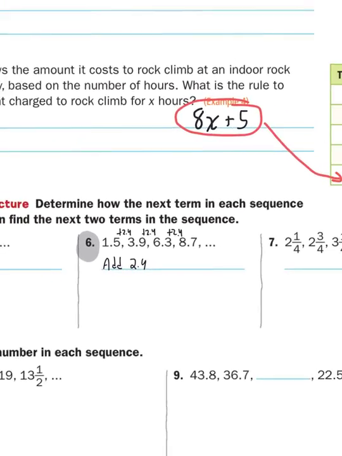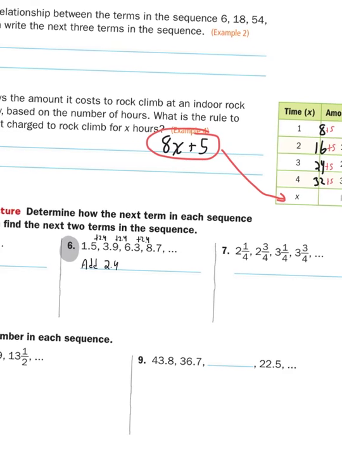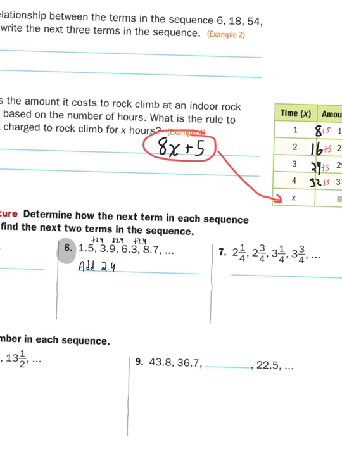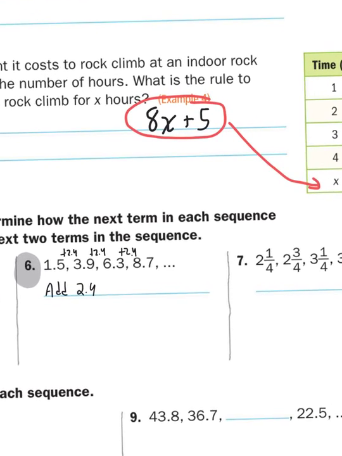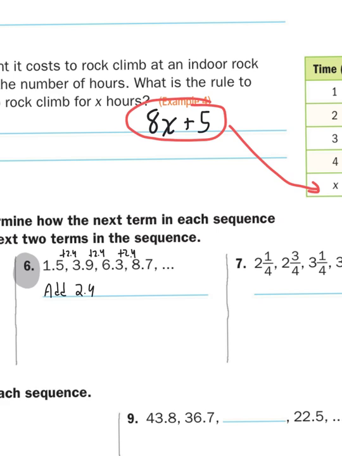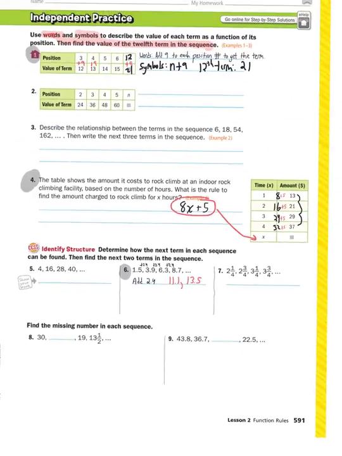But then it says find the next two terms in the sequence. So you can use your calculator, remember. If I were to take 8.7 and add 2.4, I would get 11.1. So that's my first number there. Then I have to add 2.4 to that. And if you add 2.4 to 11.1, you'll get 13.5. Okay, so I followed both directions.